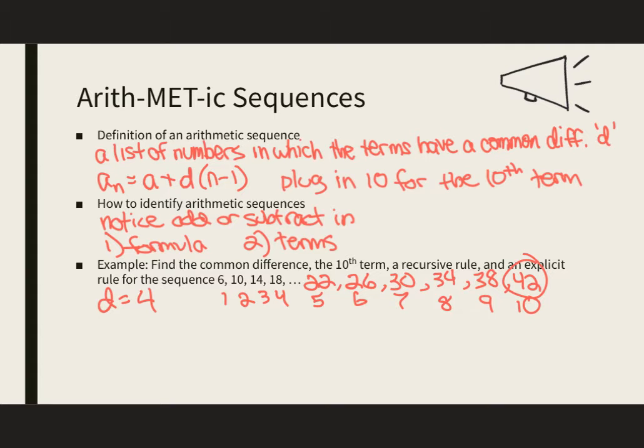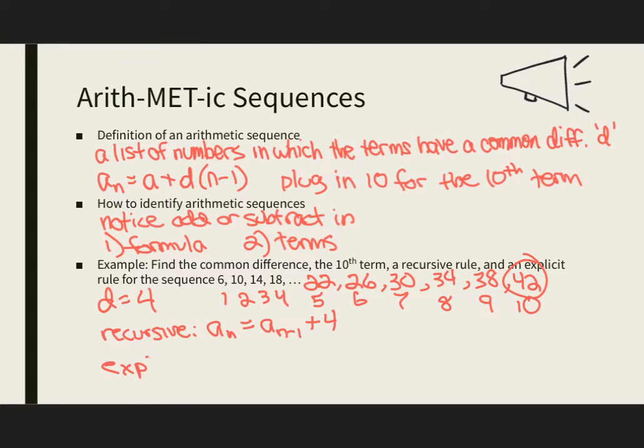Now, to find a recursive rule, we need to use just the previous term. And so I could say that the nth term, so this is recursive, the nth term, a sub n, is equal to the previous term plus 4. And that's all there is to it. We're just writing what we mean using math.